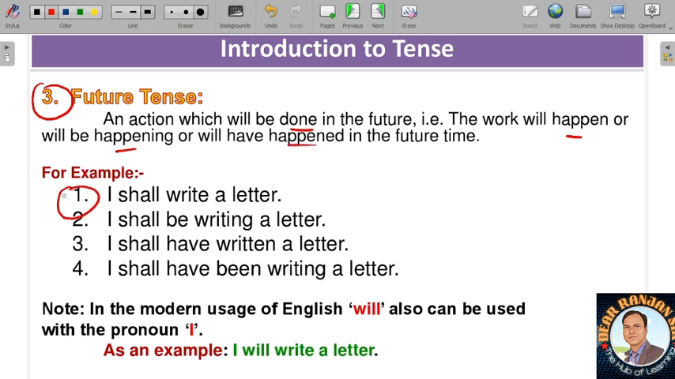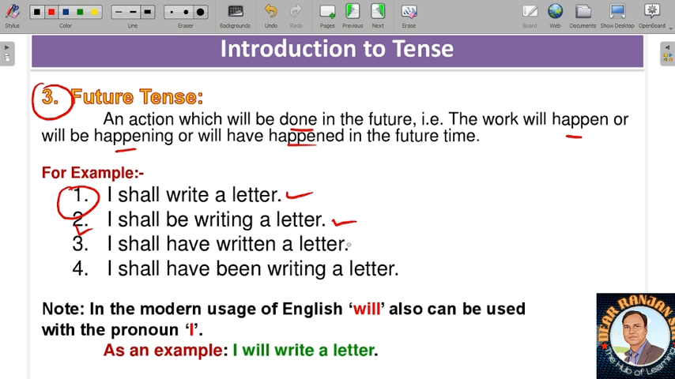The first example we can see, I shall write a letter. That means the action of writing of the letter will be in the future. Second, I shall be writing a letter. That means in the future, the action of writing a letter will be started and will be continuing for a few moments. I shall have written a letter.